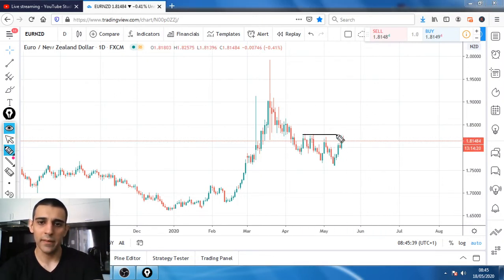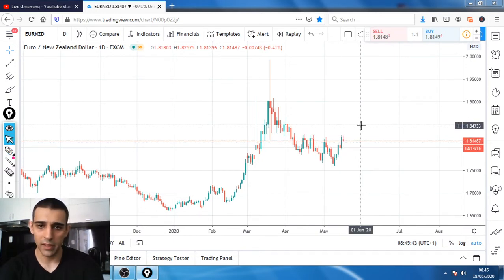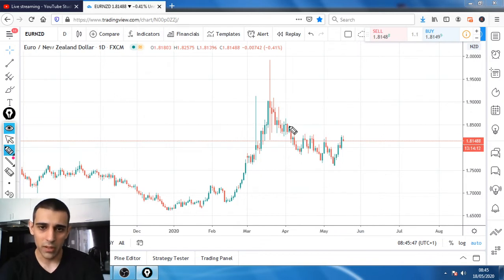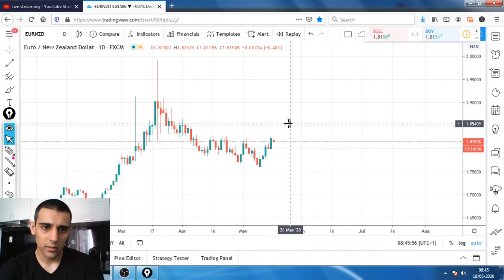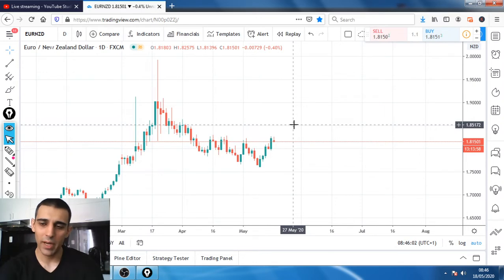then I will be looking for definitely the price to break this level. And if the price manages to break that level, there is a good chance the price will go up to, at the very minimum, this level in here. So we're looking about 85.15, roughly about 85.15.